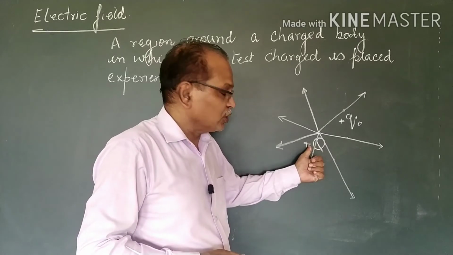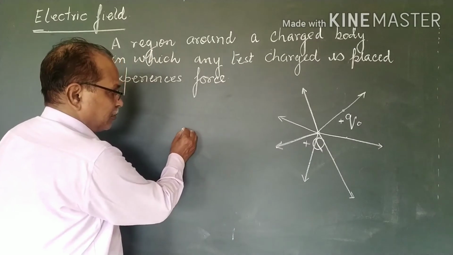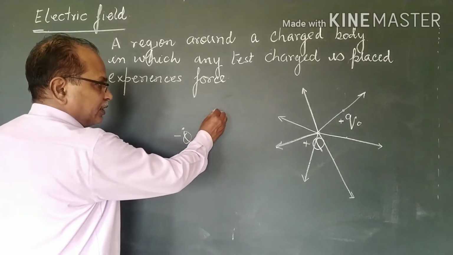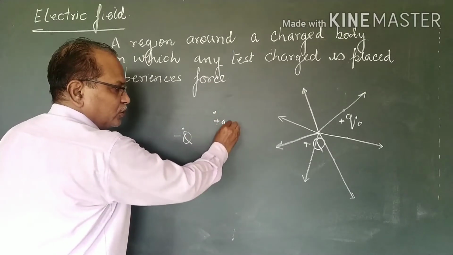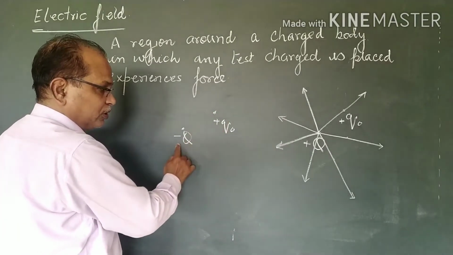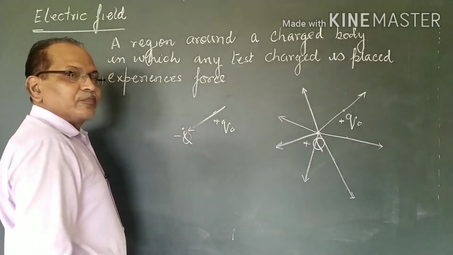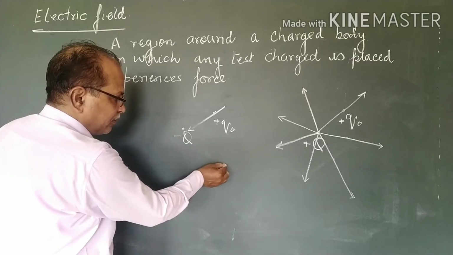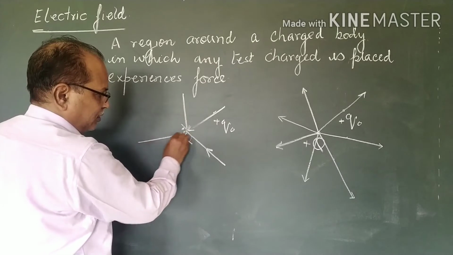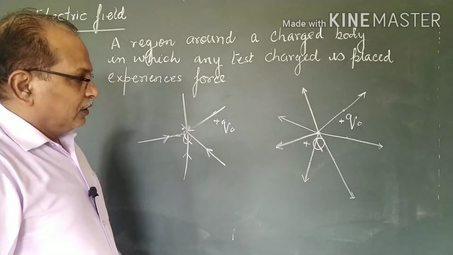Suppose instead of plus Q, it is minus Q. Then what will happen? This is a test charge Q naught. Then this Q naught will not move away, due to the opposite sign. It will move like this. If you put the test charge over here, it moves like this. It moves like this. So what does that mean?